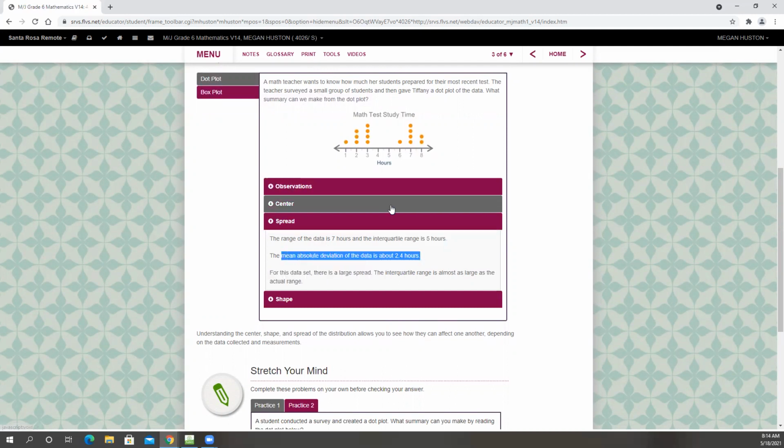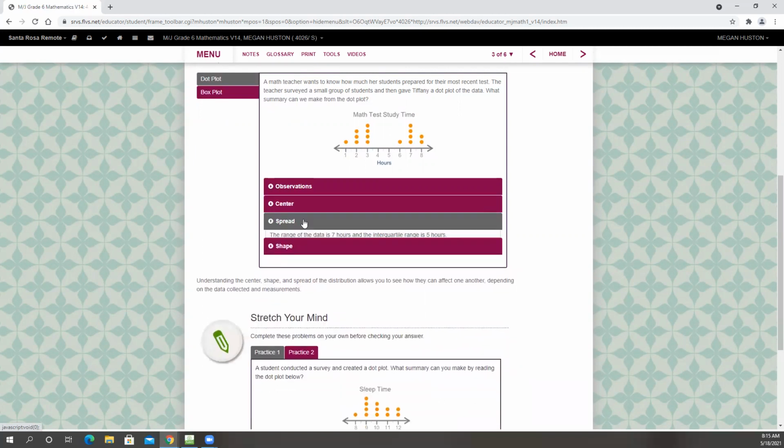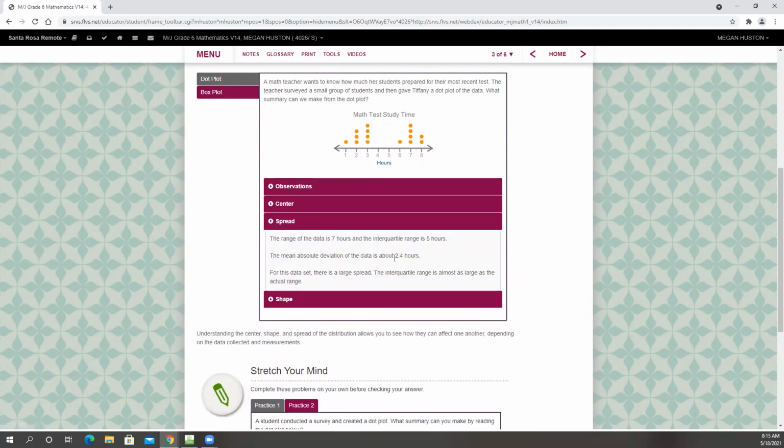The mean absolute deviation, remember our mean that we just talked about was 4.6. So you would take all your pieces of data, subtract that from 4.6, add those all up, and divide by 15. So the mean absolute deviation is 2.4 hours. So from this data set, there's a large spread. The interquartile range is almost as large as the actual range.